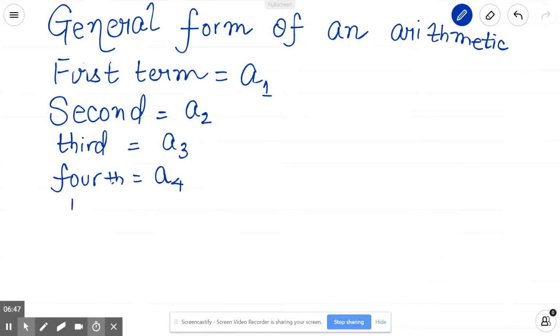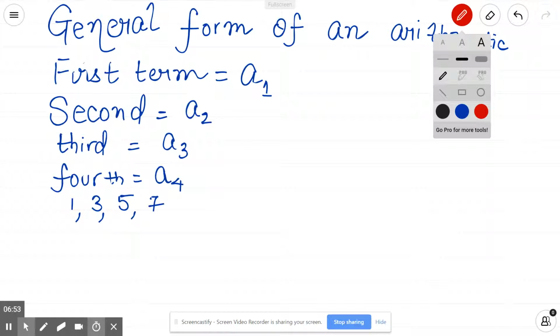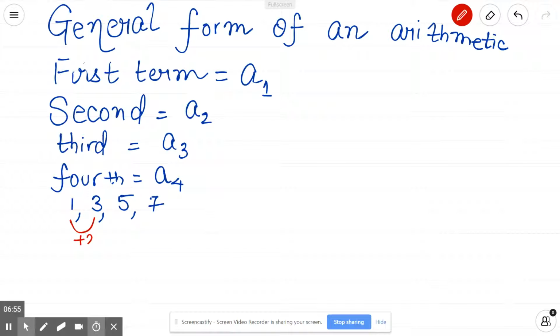So let us say we have our sequence as 1, 3, 5, 7. And in this sequence, I'm adding a number 2 every time. I again added a number 2. Again adding number 2. Now this was my a1. This is a2. This is a3. Let us say the first term, second term, third term. This is the fourth term.